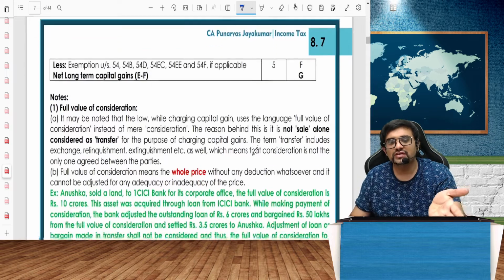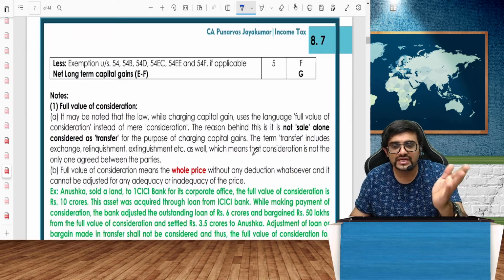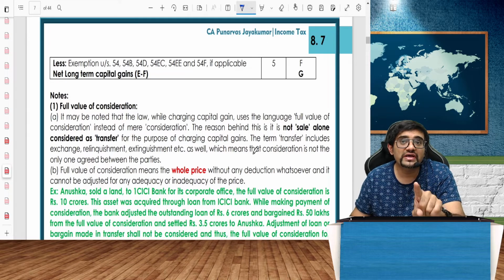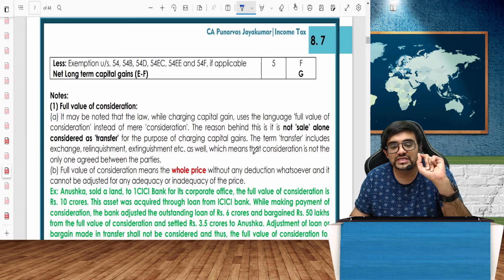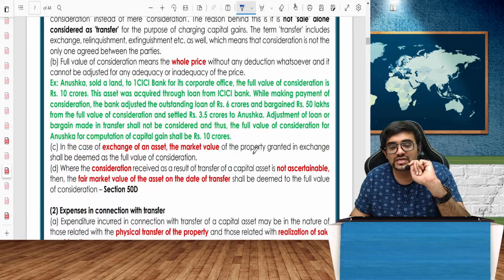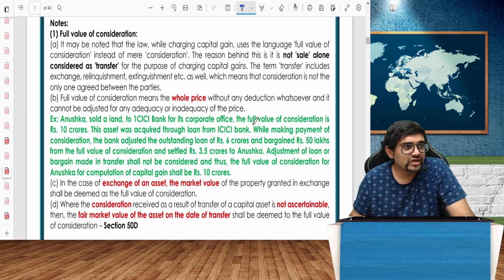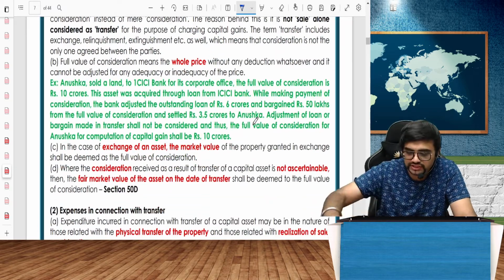Very simple. Then you'll have all these exemptions, 54, 54B, D, EC, E, F and all these things. Exemptions are also very, very important for Inter. 100% they will ask. Undoubtedly they will ask. Full value of consideration, one question they will ask. This question they can ask in the exam.